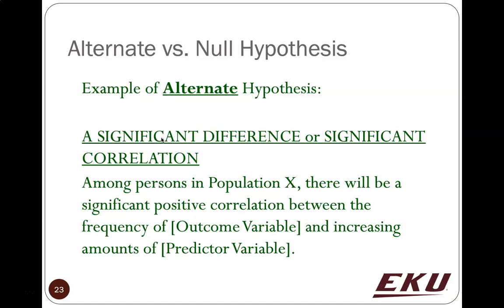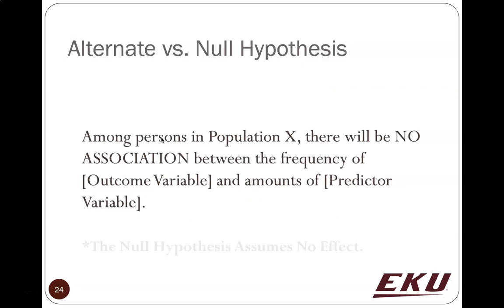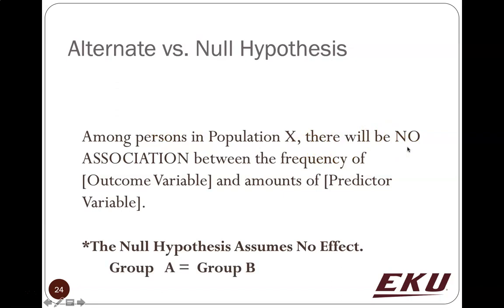We wouldn't do the study if we thought nothing was going to happen. We do the study, we have the hypothesis, something will be different, something will be happening. The null hypothesis assumes no association or no correlation or no difference. The null hypothesis says nothing is going on. The alternate says something is happening. The null, nothing is happening.